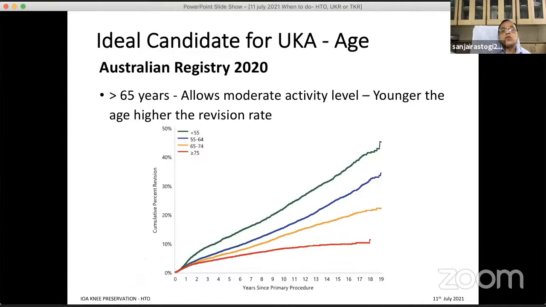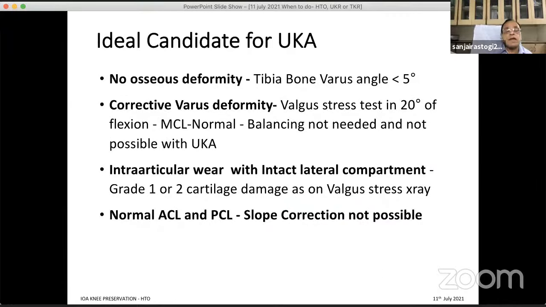Now coming to UKA, if we look for the age, the Australian registry says it should be done only in 65 plus patients. This is at 50, less than 55. This is up to 60, this is 65. So patients who are at the age of 65 plus, they would do quite well even at 19 years. But in younger patients, it is not good.